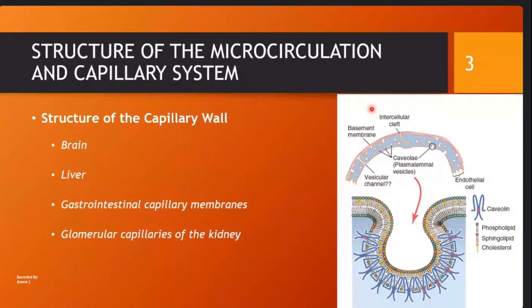In other parts of the body, we also have different capillary systems, such as the gastrointestinal capillaries membrane, the glomerular capillaries membrane, and other membranes that we will not discuss.